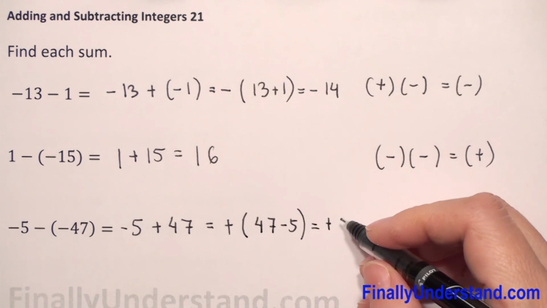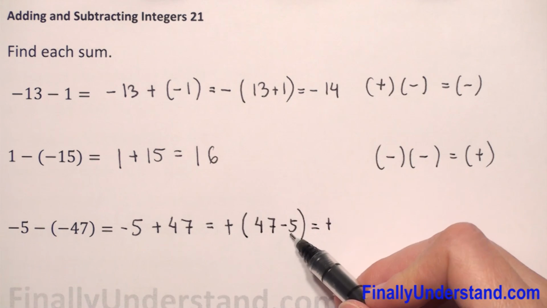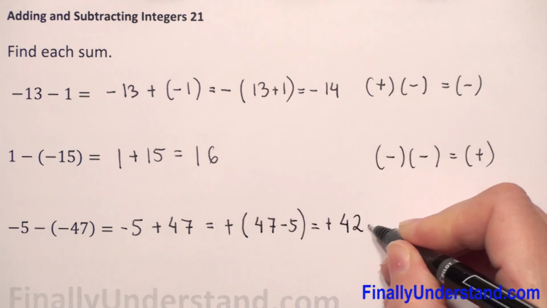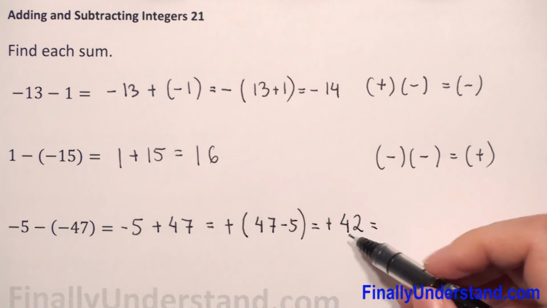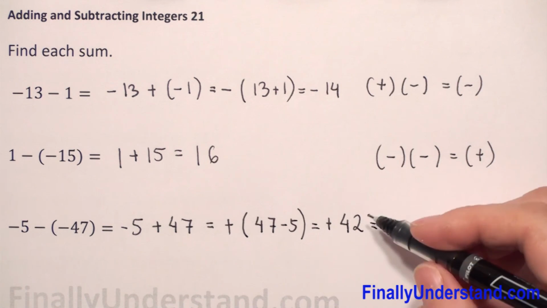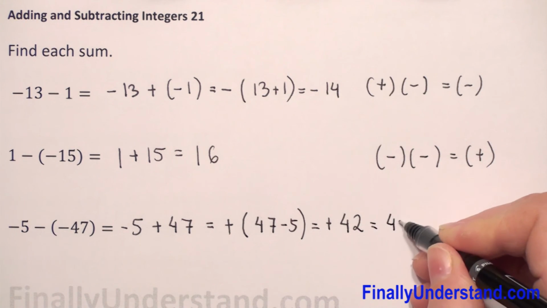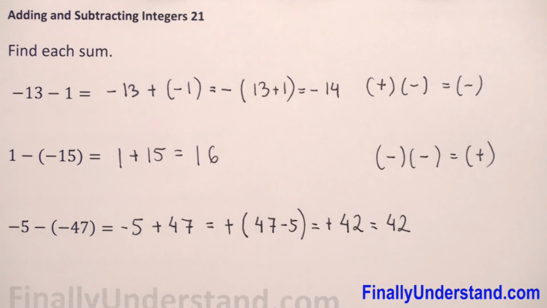Positive sign we copy, and 47 minus 5 is 42. We can rewrite this one more time because we don't need to write the positive sign, so this is just 42. This is my solution.